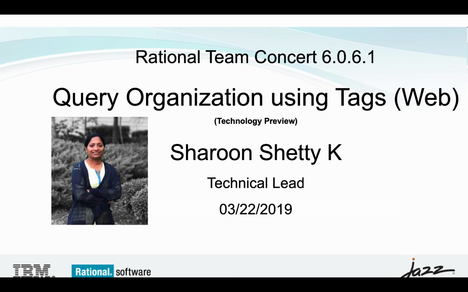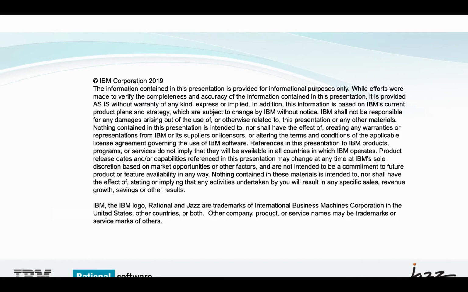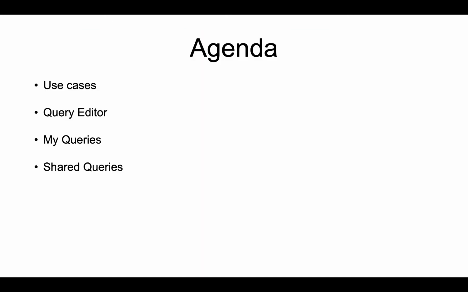Today I'll be doing a demo of query organization using tags feature, which is available as a technology preview in 6.0.6.1 release. Note that this is a web UI only feature and Eclipse UI will remain unchanged. The agenda covers the use cases that are supported in the feature, the changes that are done to the query editor, how organization is different in my queries and shared queries views.